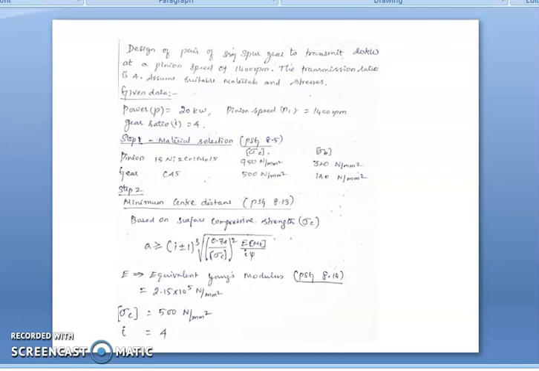The formula is available in the PSG data book at page number 8.13. a is greater than or equal to (i plus or minus 1) times the cube root of (0.74 by sigma c) whole square times E times design Mt by i psi. Here the plus is for external gears and minus for internal gears.